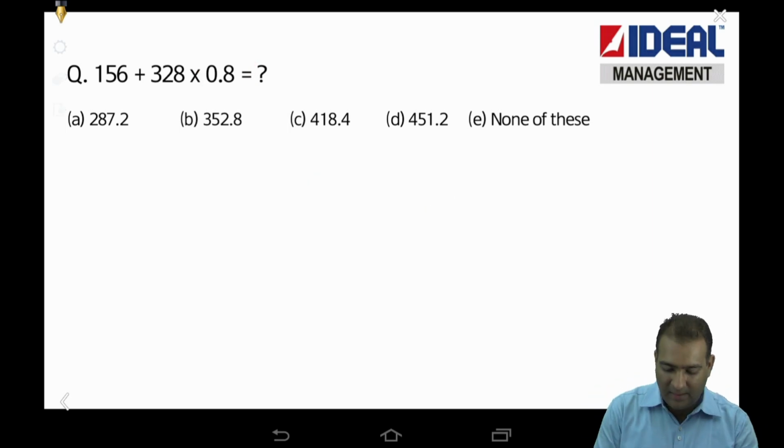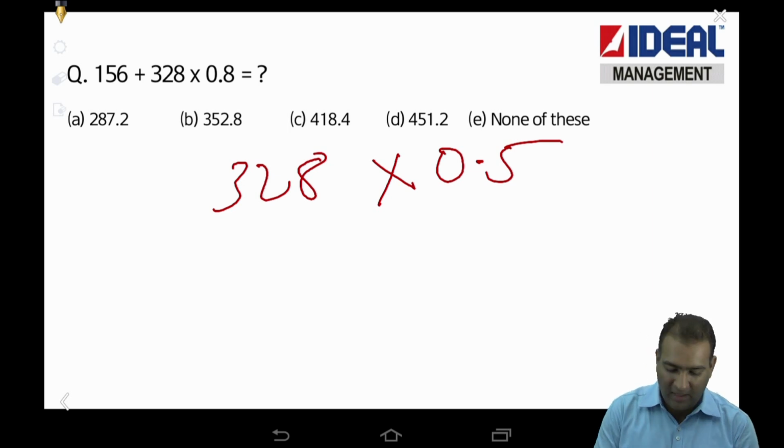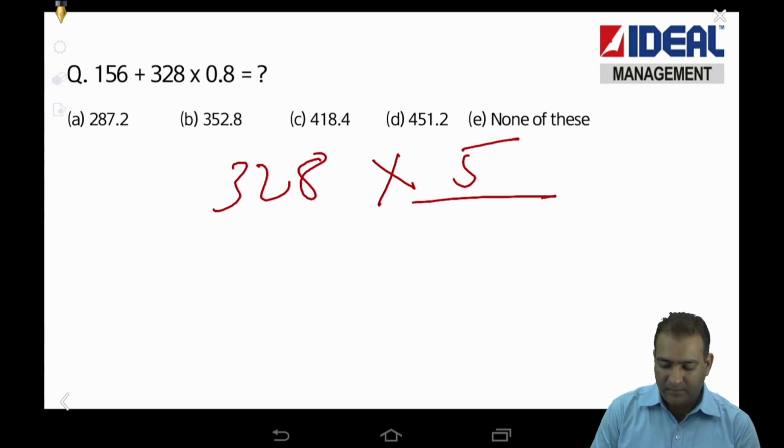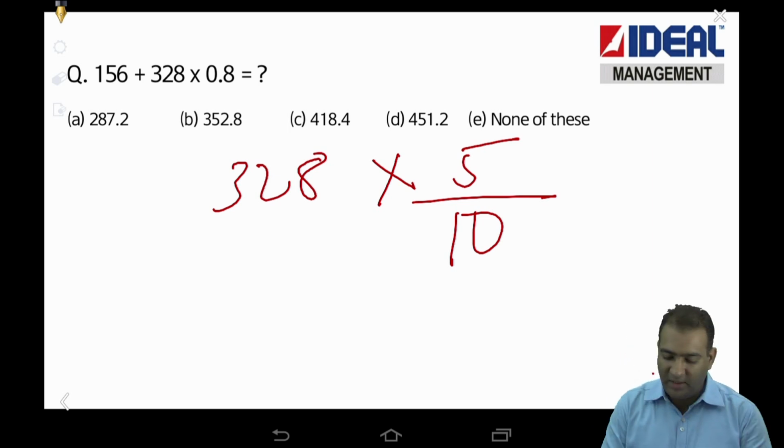To give you another example, what is the meaning of this? Can I say it is nothing but, see, for people who are not able to get the concept, 0.5 is nothing but 5 by 10. Wait, what is the meaning of 0.8?